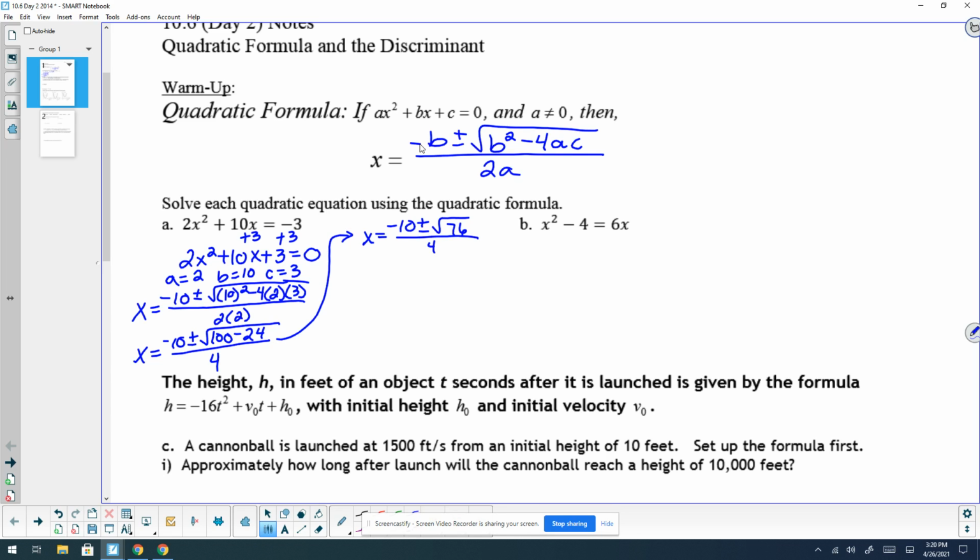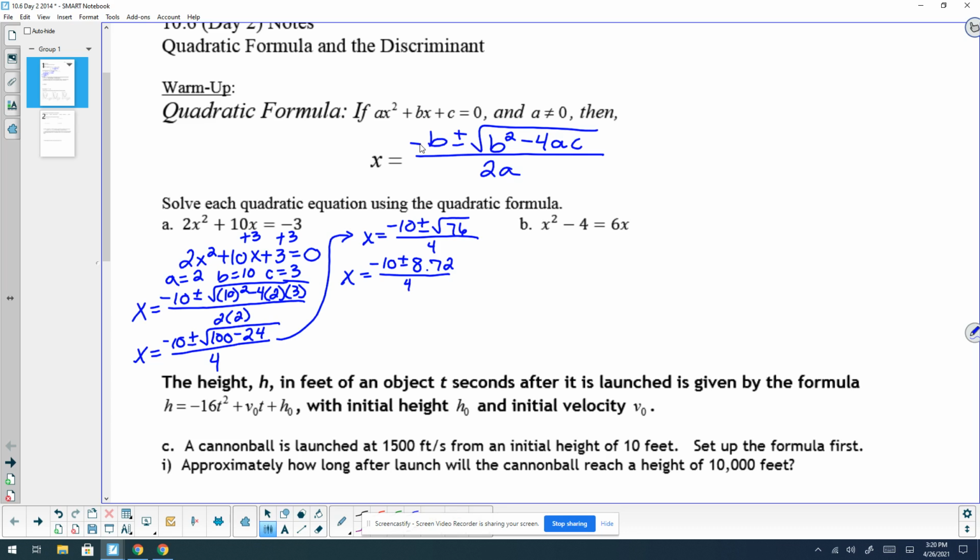Now, when I take the square root of 76, I'm going to end up with a decimal, and that is okay when I'm doing the quadratic formula. Okay? So I have x equals negative 10 plus or minus the square root of 76 is 8.71779. So I'm going to round that to 8.72.